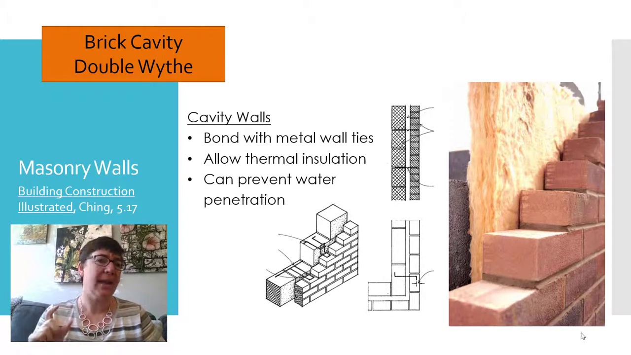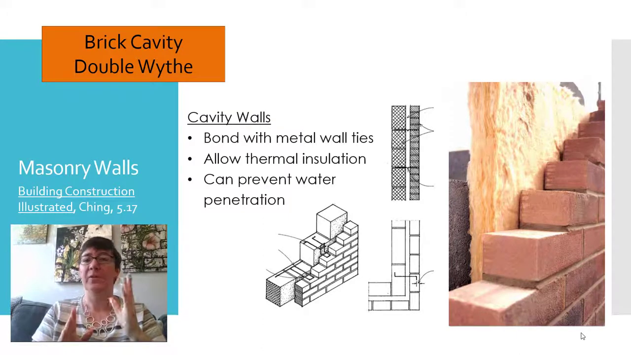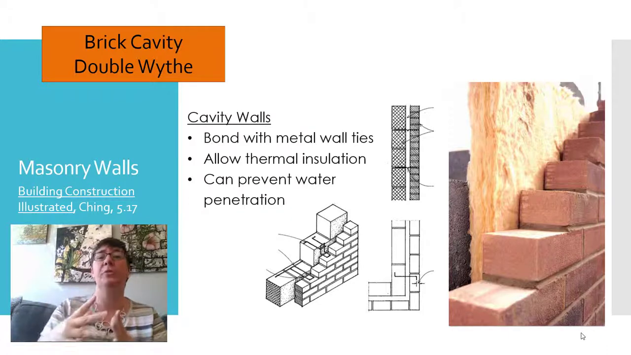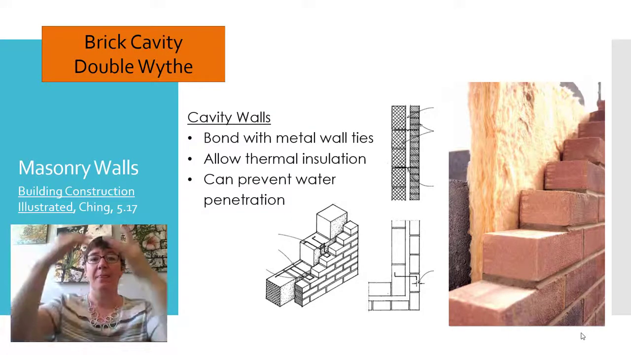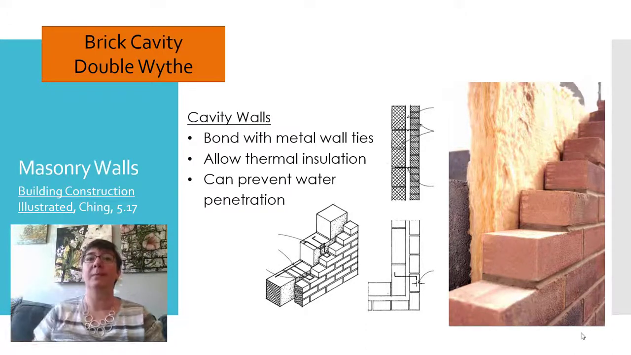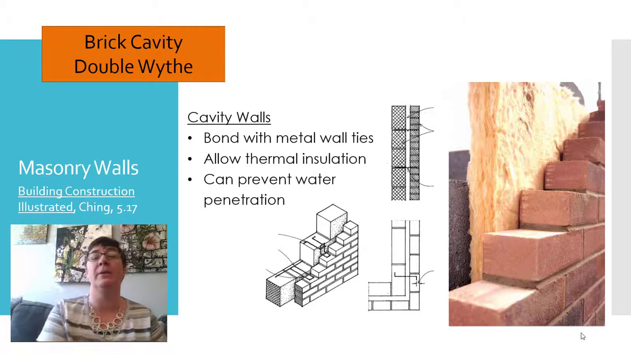And the point of that cavity is, one, in that gap there's space, you can put some insulation in there, which is useful. And also it can prevent water penetration all the way to the inside of the wall. That's because the water will penetrate through the first withe and then will fall because of the air gap, and then we let it weep out of the bottom of the wall. It doesn't actually penetrate all the way to the inside of the building.